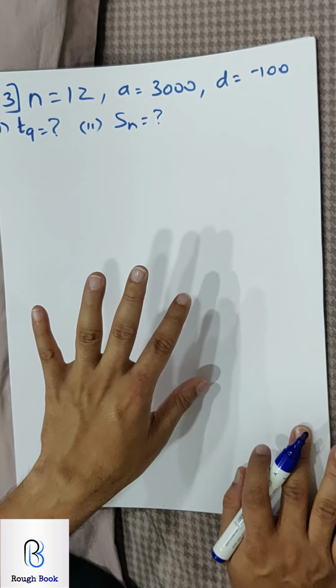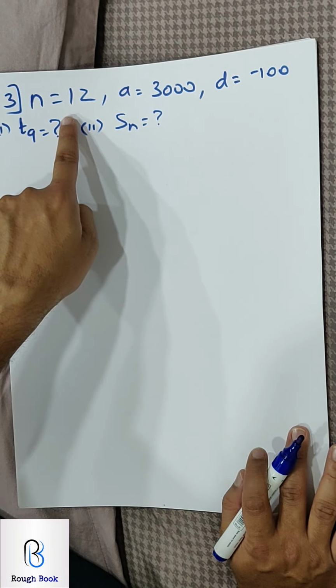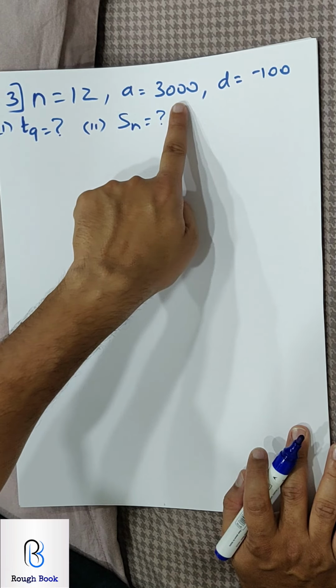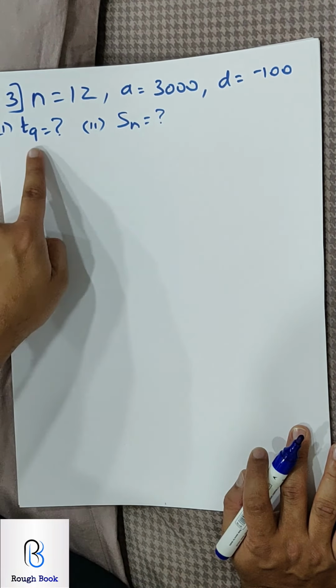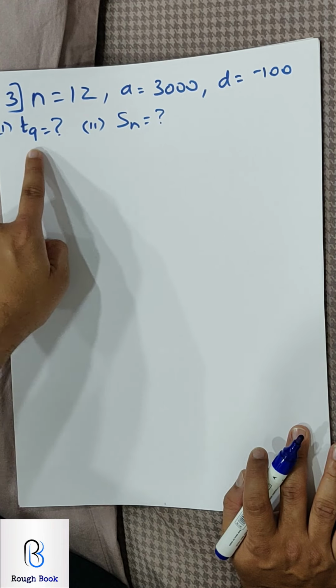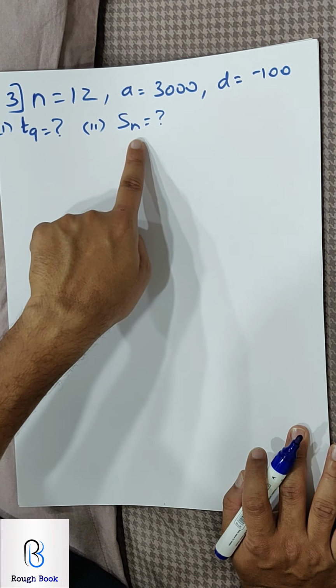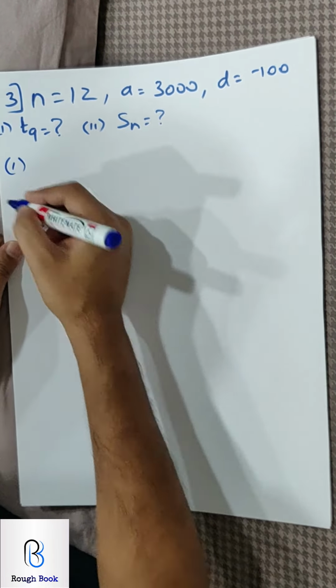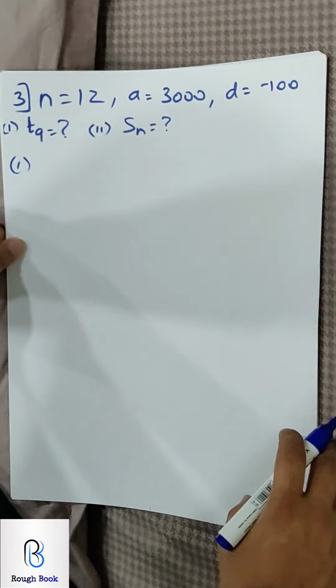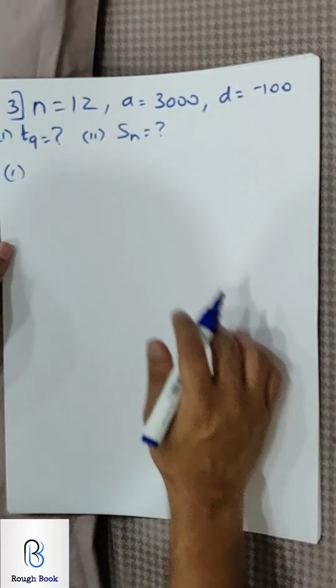Are you able to understand how to convert the installments? First installment, the common difference is less by 100. Find the 9th installment, or T9, and the total amount paid, that is Sn. So come on, go ahead, pause the video, get the answers. It's a very simple and straightforward question, nothing great, nothing difficult.